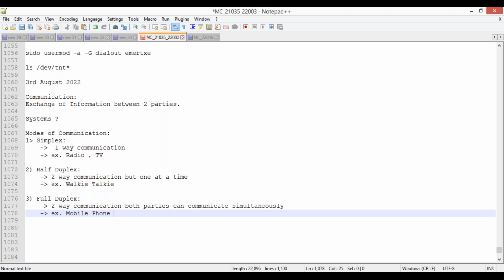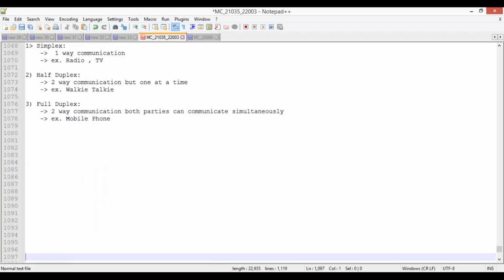Fine. So this is about the different modes of communication. Understood, people? You know these things. I'm just revising. So this is going to be the base when we are studying the actual protocols. So there I will not repeat all these things. Understood, guys? Clear? Any query here?